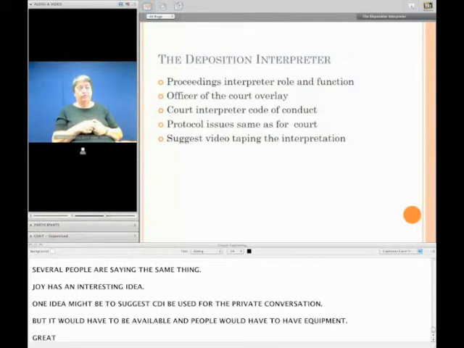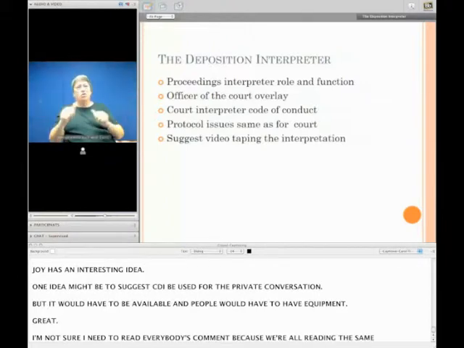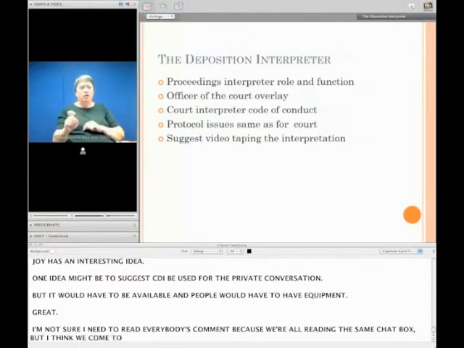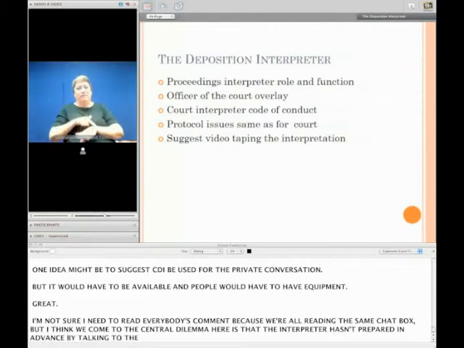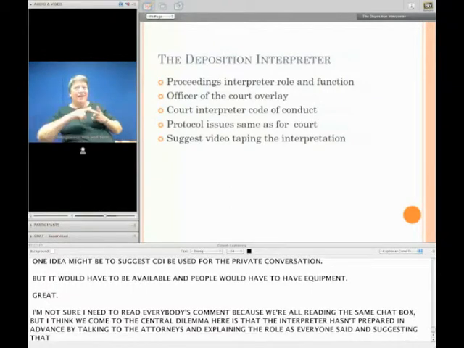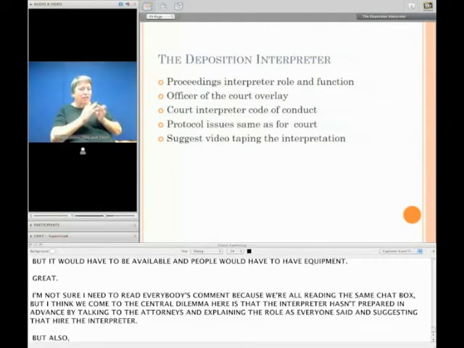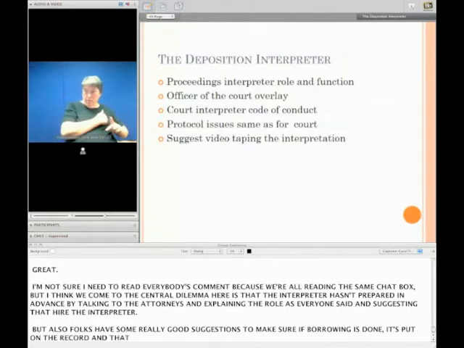I'm not sure I need to read everybody's comments because we're all reading the same chat box. But I think we come to the central dilemma here, which is that the interpreter hasn't prepared in advance by talking to the attorneys and explaining role, as everyone said, and suggesting that they hire the interpreter. But also, folks have some really good suggestions to make sure that if borrowing is done, it's put on the record and that everyone has agreed to it and knows that it's happening.